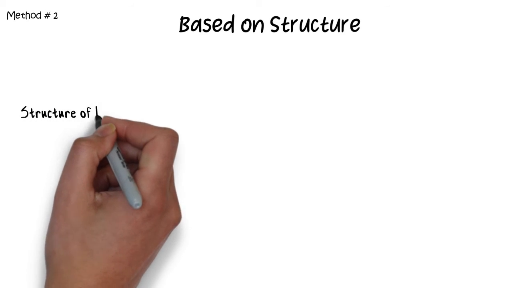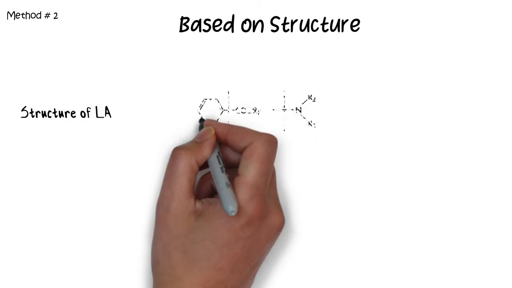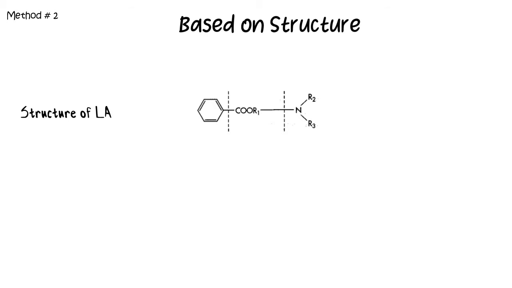To understand that, let's briefly look into the chemical structure of a local anesthetic agent. So the basic structure of a local anesthetic agent consists of a lipophilic part, which is aromatic in nature, the hydrophilic part, which is an amino derivative of either ethyl alcohol or acetic acid, and finally the intermediate part, which links the two sides together.